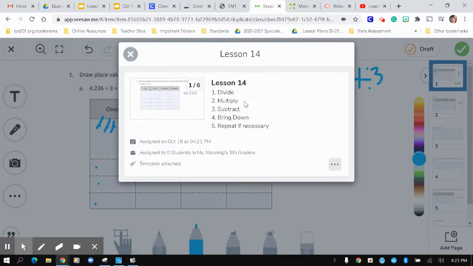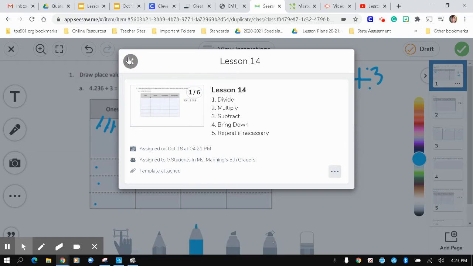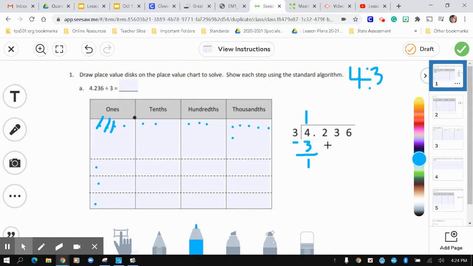Well, our next step is to bring down. When we bring it down, it is the same thing as us over here saying this 1 can go over to the tenths. But when it goes over to the tenths, it's not 1 anymore, it's 10 tenths. 1, 2, 3, 4, 5, 6, 7, 8, 9, 10. So now how many tenths do I have? I have those 10, 11, 12. Well, when I bring down, I now have 12.